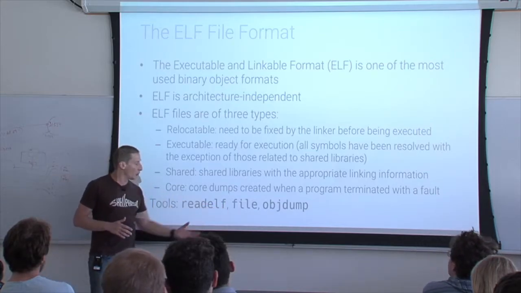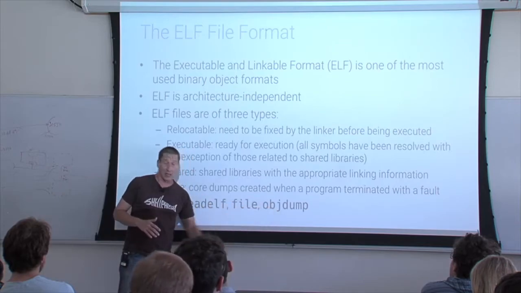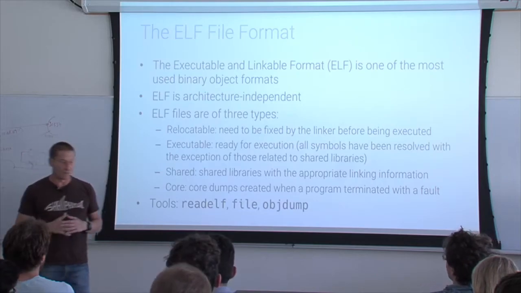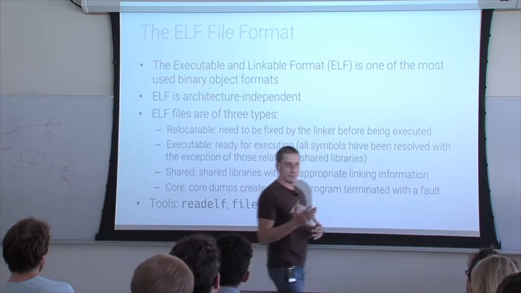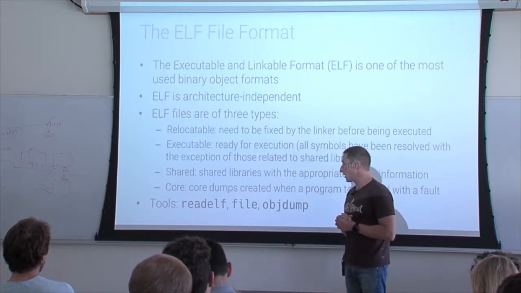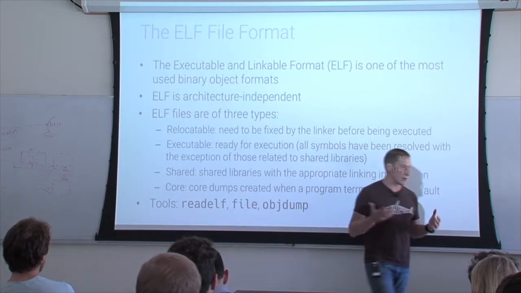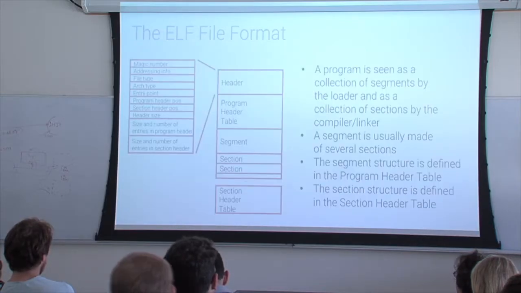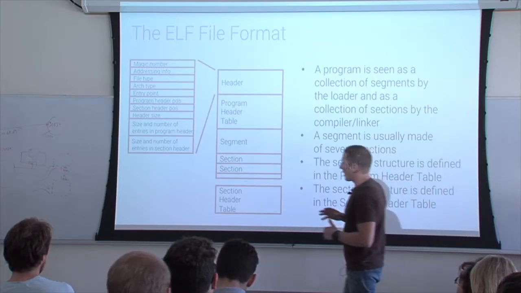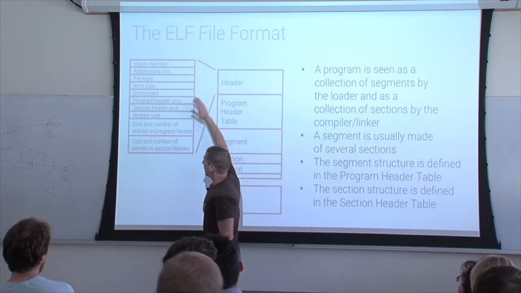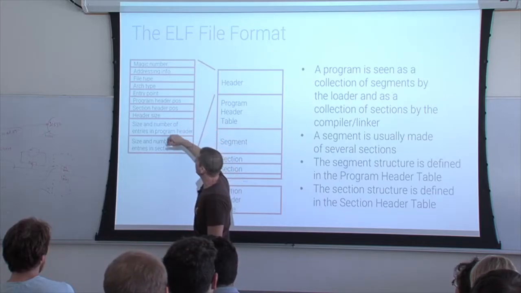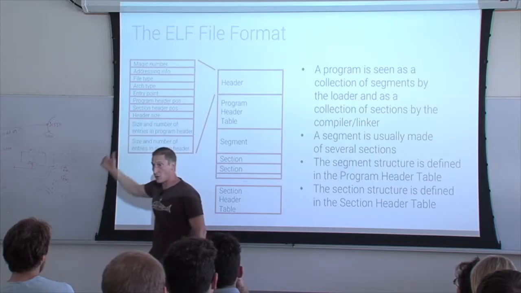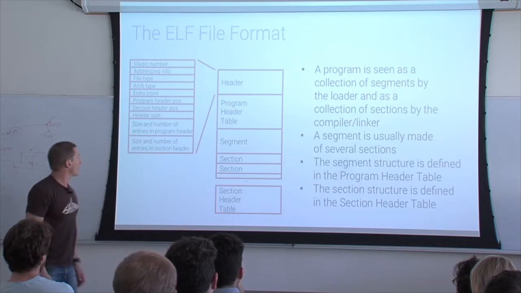Tools, super useful: readelf, file, or objdump. All these tools are available in Linux, and you can use them to see what information is included. And they're command lines, so you can script and generate all sorts of different information. The ELF file format is relatively simple. There is a file header that contains, for example, the architecture for which it was compiled, the entry point, so where you jump in when you start the program.